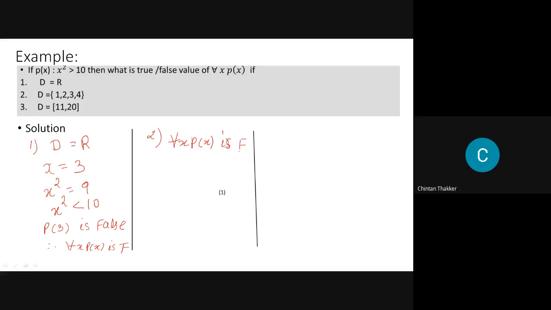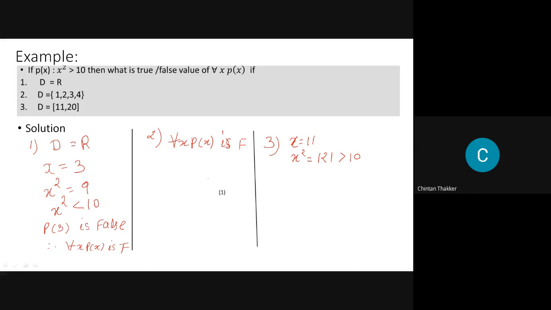Okay. Now for the third one, here we have the 11. If we take x equal to 11, then x square is 121. It is greater than 10. So for the remaining x greater than 11, the square is also greater than 121, that is greater than 10.